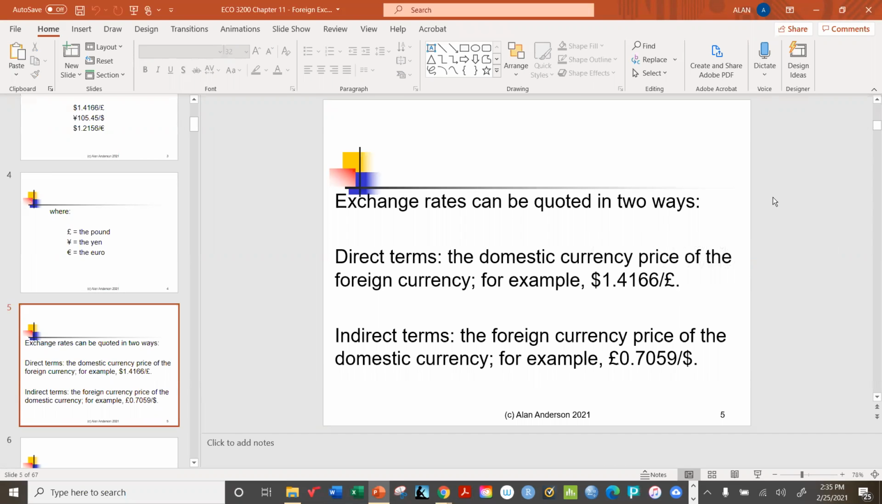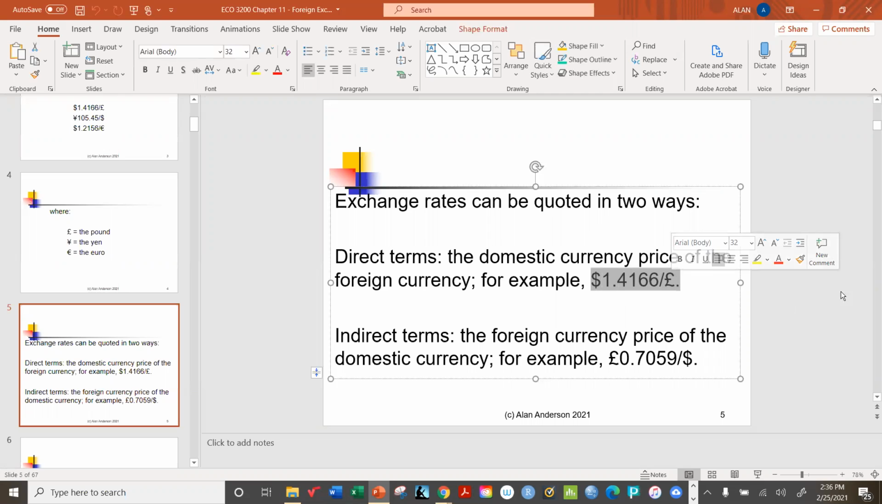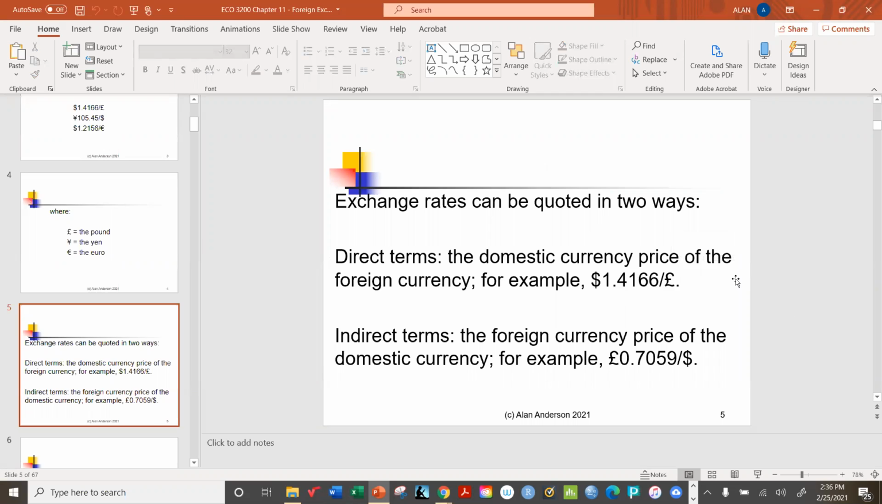But not always. Sometimes you might see it quoted the other way around. So in the United States, since the pound is the foreign currency, a quote that tells us how many pounds it takes to buy a dollar would be defined as indirect terms because it's the foreign currency price of the dollar. All right, either one, they both mean the same thing. But it just so happens that for certain currencies, there's a tendency to quote them as so many dollars per unit of the foreign currency. And for other currencies, we tend to see the opposite. But all of them can be quoted in both ways.